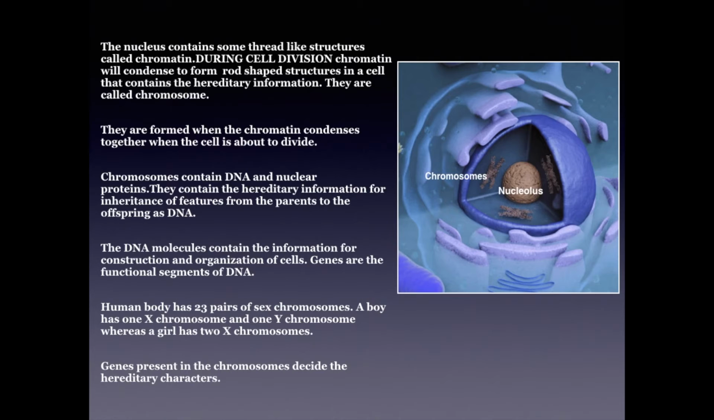Now, important to note here is that the human body has 23 pairs of chromosomes. A boy will have one X chromosome and one Y chromosome, whereas a girl will have two X chromosomes. Genes present in the chromosomes decide the hereditary characters. For example, if the baby is going to have curly hair or straight hair, if the eyes are going to be big or small, the shape of the nose, the shape of the body, height, everything is decided through these chromosomes. So they are extremely important to the organism.